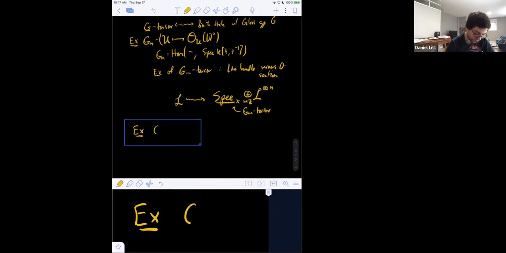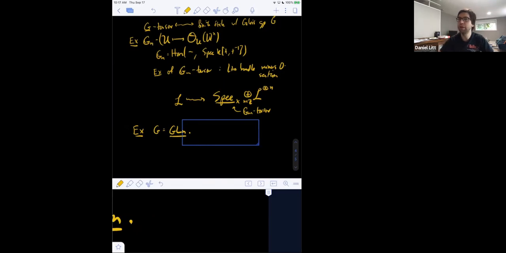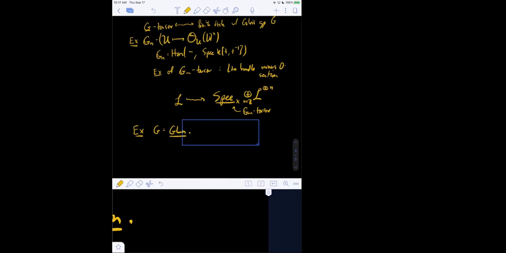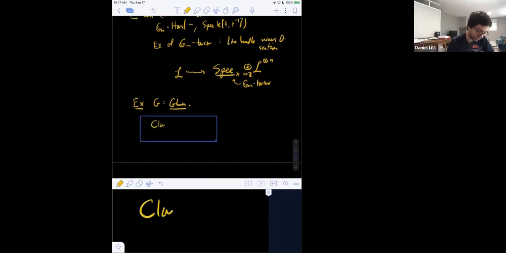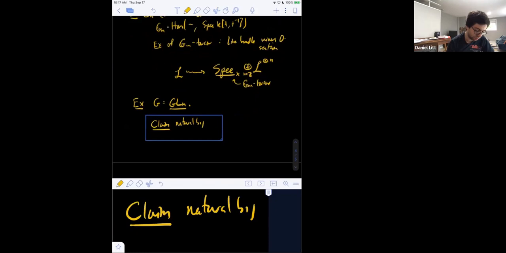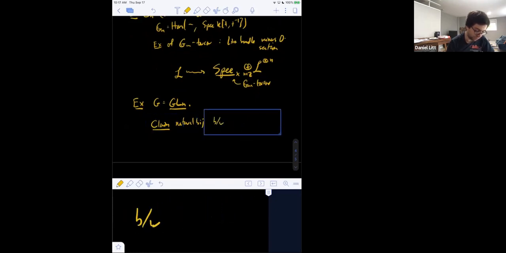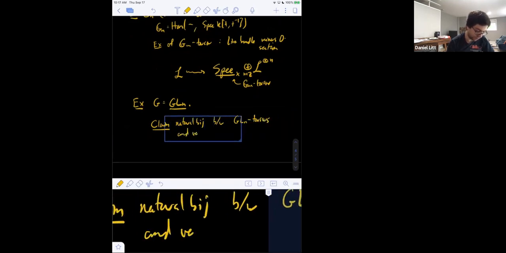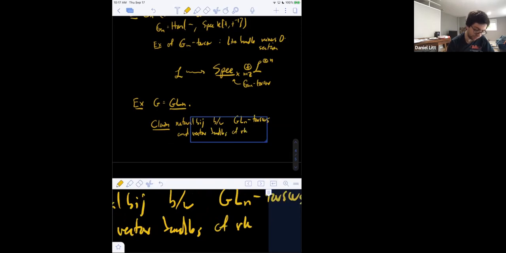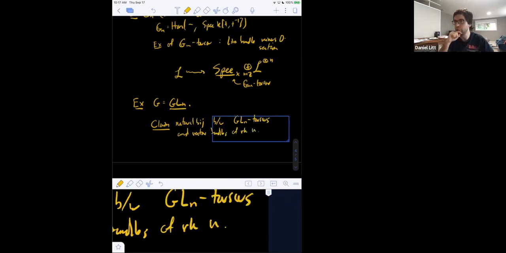Great. So what if G is GL_n? Can anyone describe GL_n torsors for me? This is going to come from vector bundles again. Yeah. So the claim, which I'll talk about in a little bit, is that there's a natural bijection between GL_n torsors and vector bundles of rank n. So can anyone tell me, in words, what is that bijection?